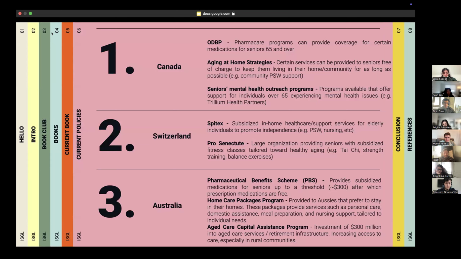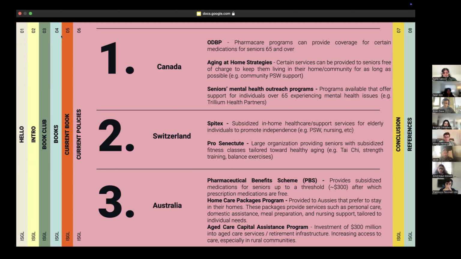And so we looked at how current policies, both in Canada and abroad, might be playing into the challenges of geriatric health. And so we'll start with Canada and then move on to some other international comparators. So in Canada, we have the ODBP, which is a pharmacare program that assists seniors with the cost of certain medications. We have various strategies that are provided to seniors free of charge to help them live independently in their own home for as long as possible. And this includes things like having community PSW support, as well as mental health outreach programs that offer support for individuals over 65 who are experiencing mental health issues.